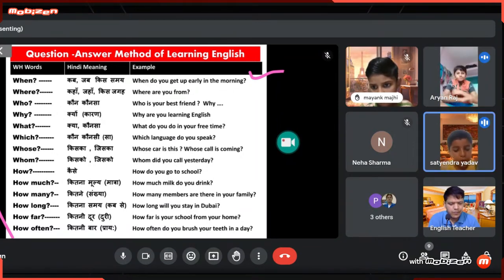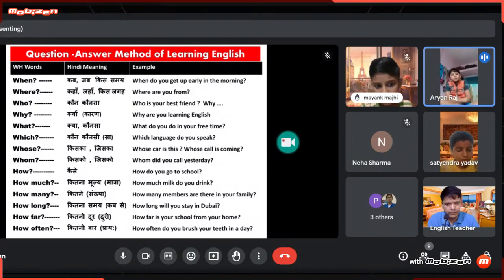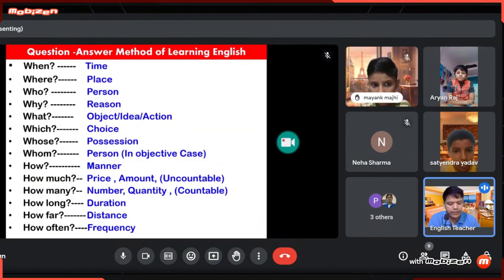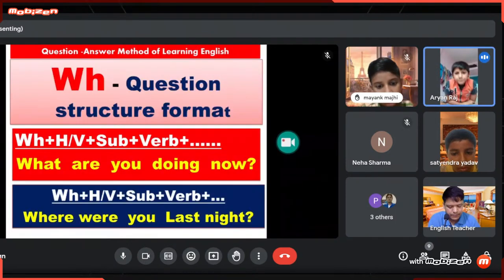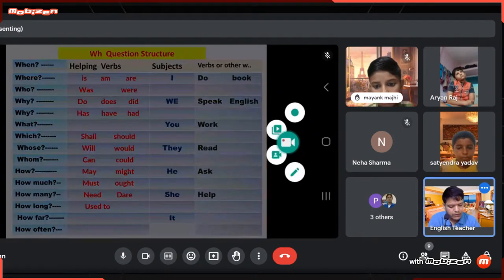Okay. Where should we play cricket? When I get time, then I'm playing cricket. But cricket is my favorite sport. We should play cricket in the cricket ground.